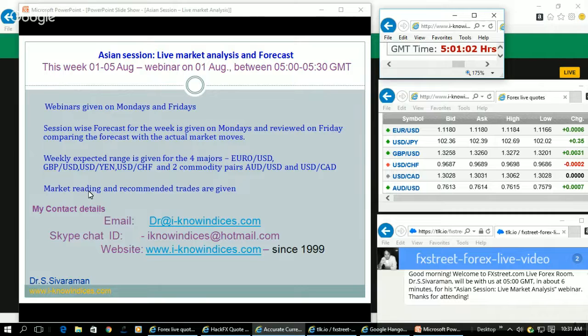Also, I will explain to you how exactly the market reading has to be done with the help of the initial lows and the highs, which are noted down around 3:30 GMT, and compared during the day to find out what is the intention of the player, so that accordingly we can plan our trades.